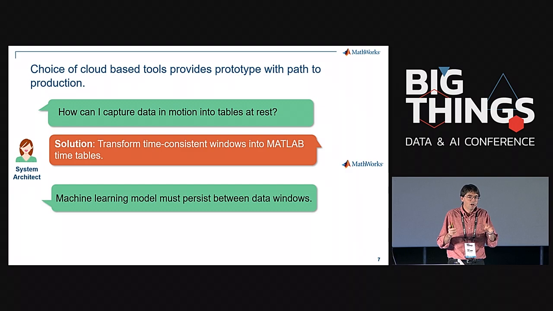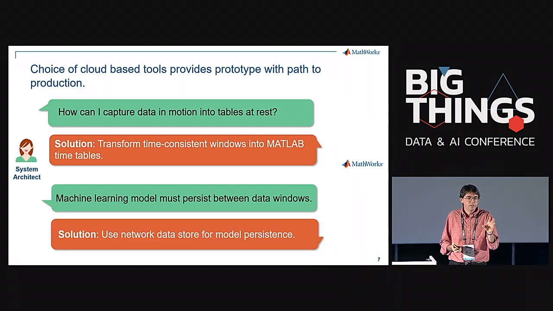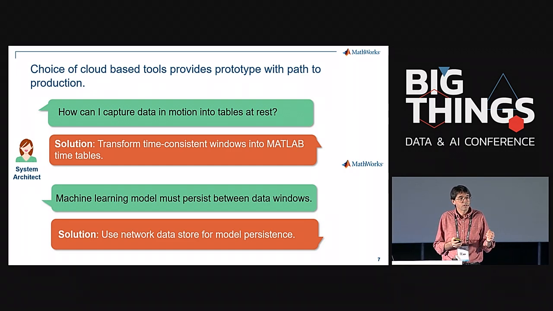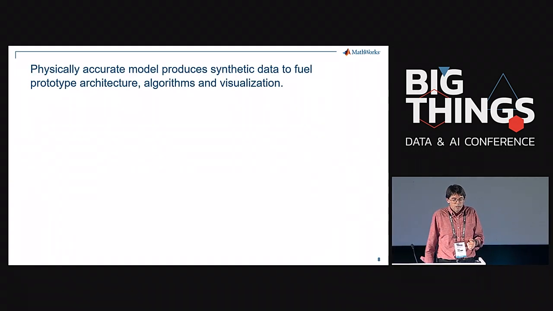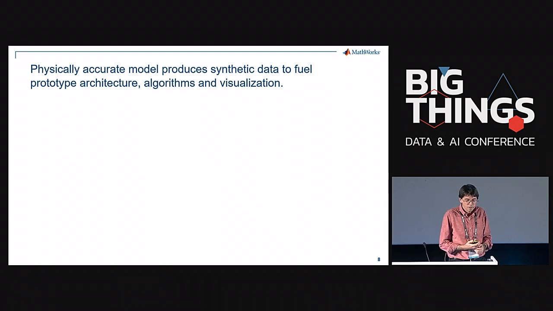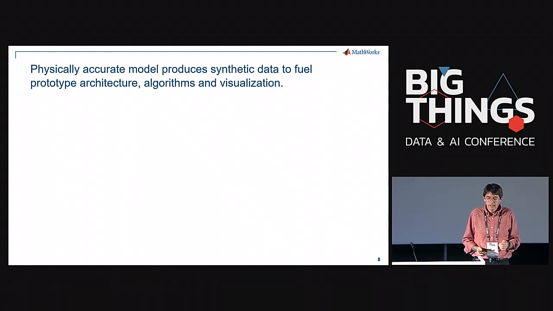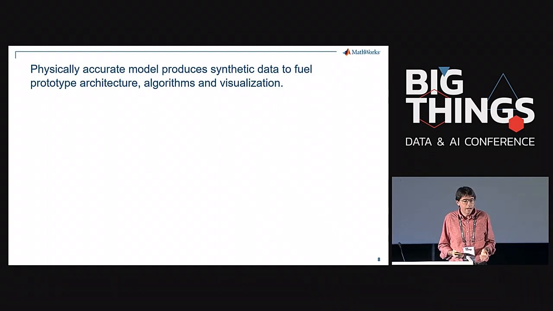The data scientist also needs models that persist between windows of computation. So the system architect has opted to use a network store for this sort of model persistence. The network data store sacrifices permanent storage, which we don't need, for high performance, which we do. So the system architect is working to set up the cloud-based tools, and the data scientist starts to do work on their machine learning algorithms.